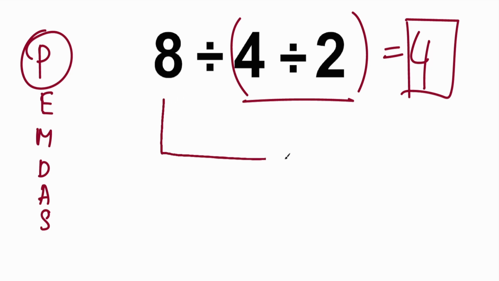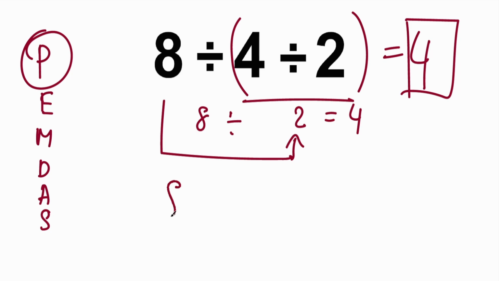So right now we can easily divide this 8 by the whole product, by the whole division on the right side. So we have 8 divided by 2 equal to 4. Okay, so this is our answer with parentheses on the right side.